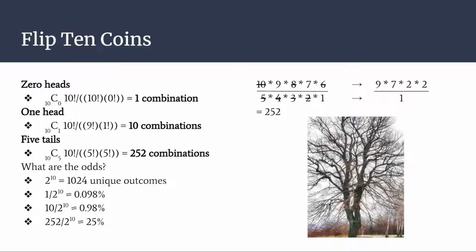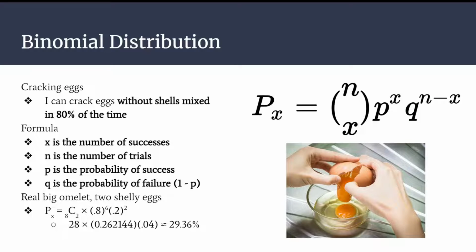Whoa, would you look at the clock? It's probability time. The 2 outcomes repeated 10 times gives 1,024 total outcomes. 0 heads out of 10 has about a 0.098% chance of happening, while 5 heads out of 10 has about a 25% chance of occurring. Okay, I think we can move on.